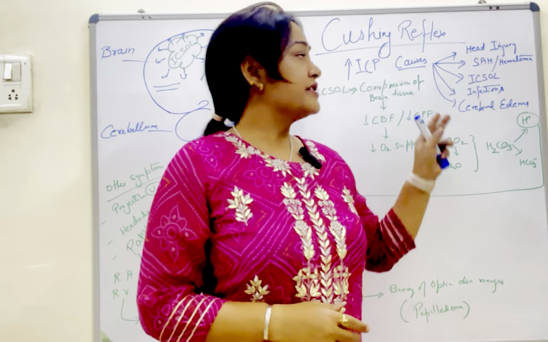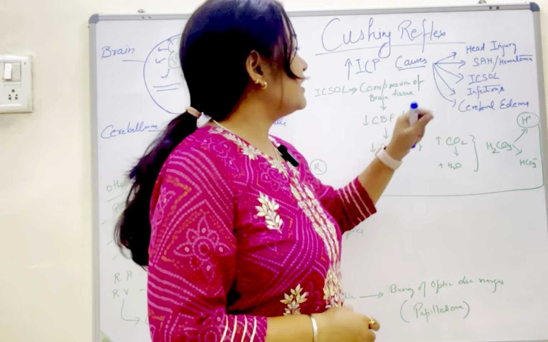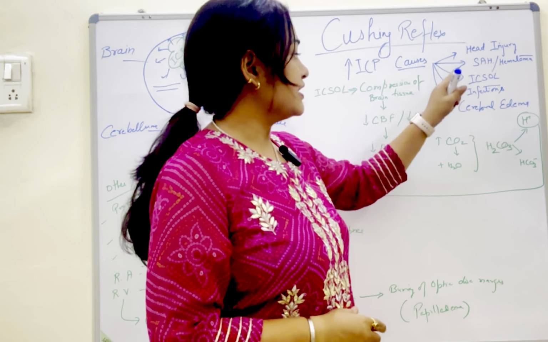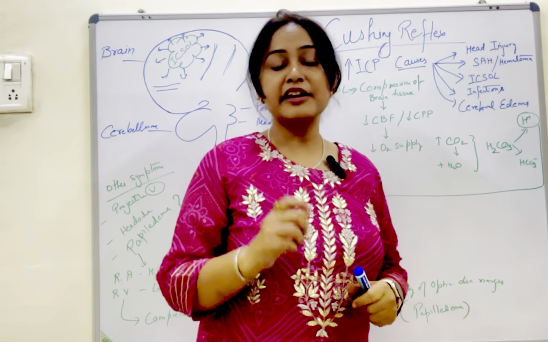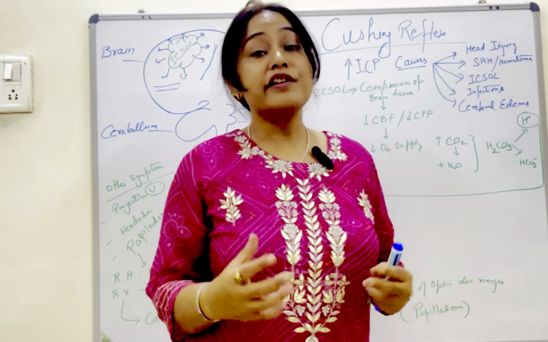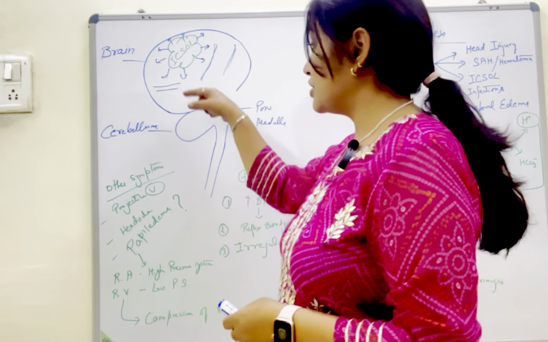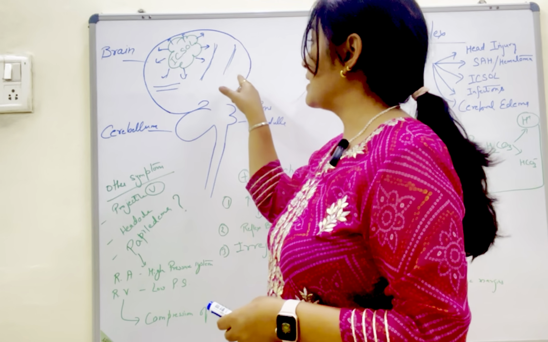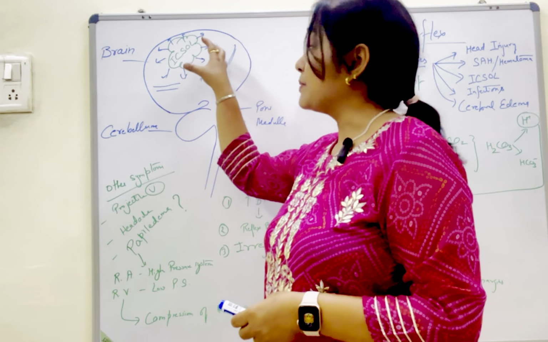Here I have enumerated some causes of raised ICP: head injury, subarachnoid hemorrhage, hematoma, intracranial space occupying lesion (ICSOL), infection, cerebral edema, and even in status epilepticus the ICP is raised. So if there is raised ICP, this is the schematic diagram I have already drawn, and suppose this is brain parenchyma and this is the intracranial space occupying lesion.